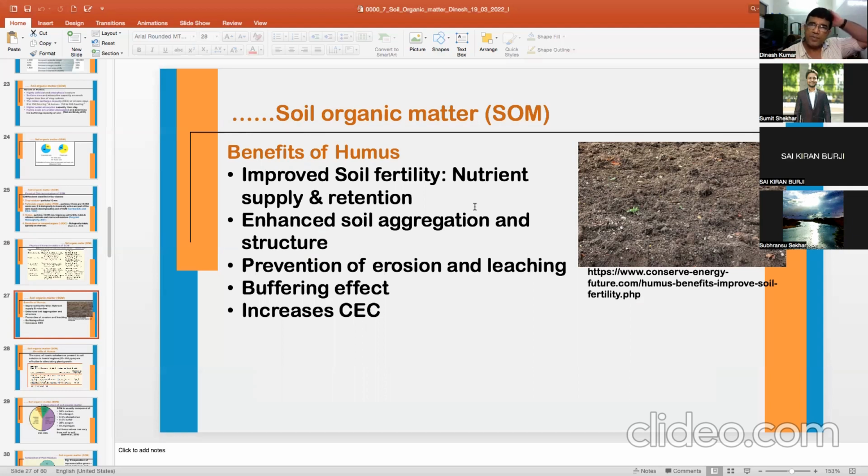Buffering effect. Buffering effect means resistant buffering capacity of the soil. What is meant by buffering capacity of the soil? It is the capacity of the soil to resist change in pH. So pH of the soil will not change easily. So it buffers. What is buffering capacity of soil? Can anybody tell? Yes, sir.